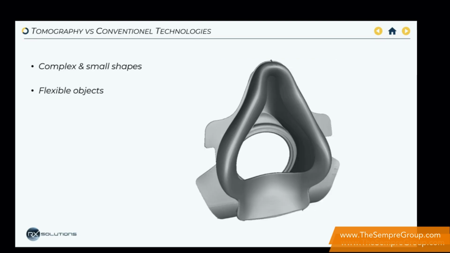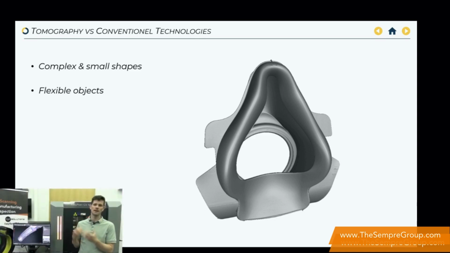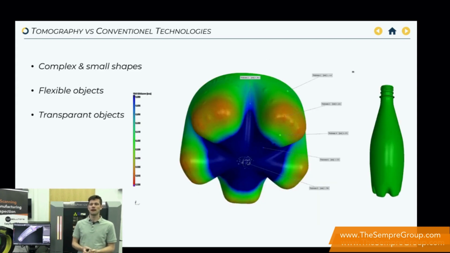Anything which is flexible, so we don't need to touch the object during the scan, we can just leave it inside of the machine and it will make the scan. Anything which is transparent, so CT, X-rays, they don't care about the color or the transparency of objects, they just will make the image based on the density of the material. So that you don't need to spray the samples or anything, you don't need to treat them before the scan.